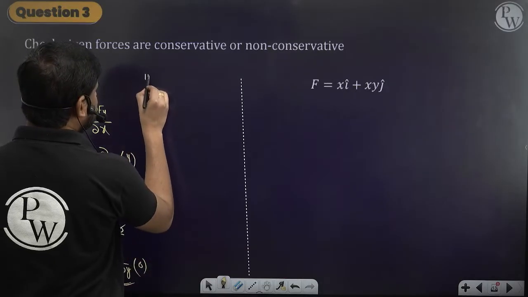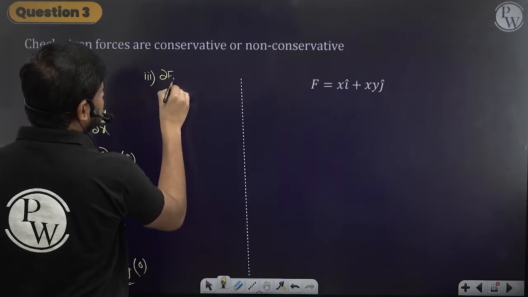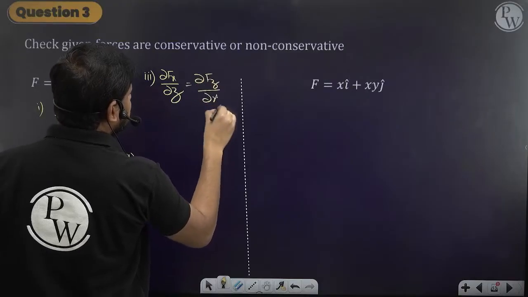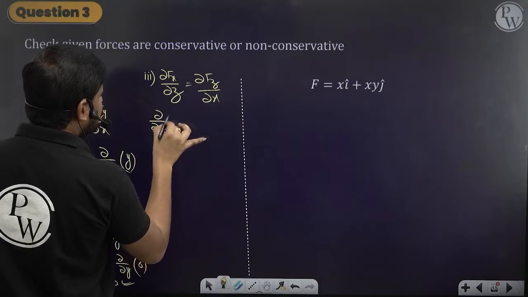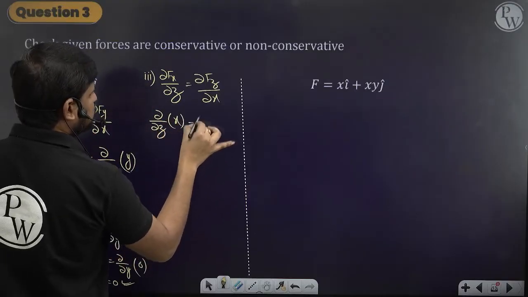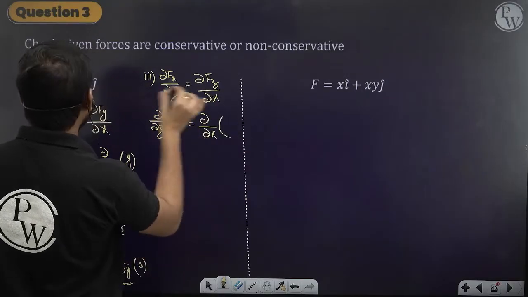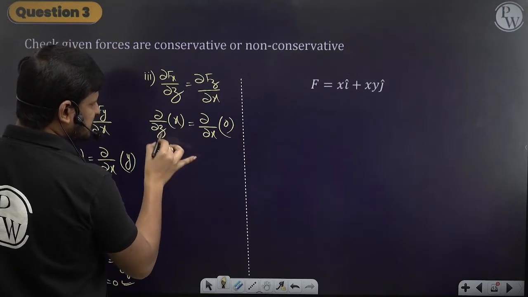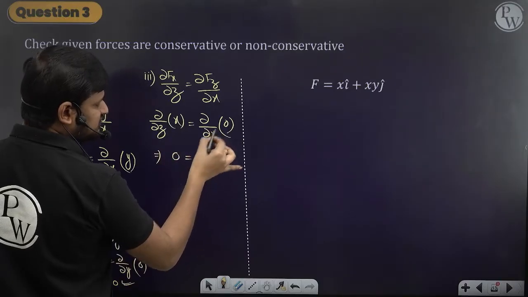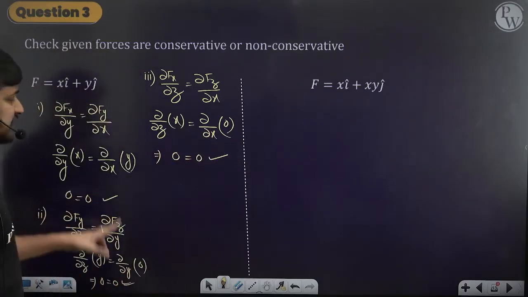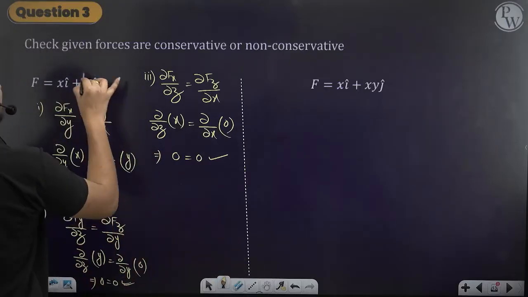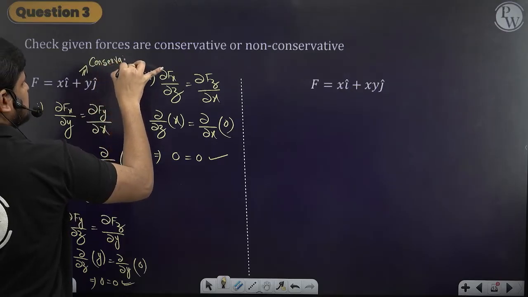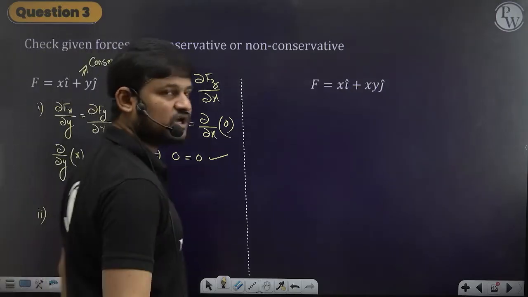So let's come to the third condition. What is that? ∂Fx/∂z equals ∂Fz/∂x, right? The force in the x direction is x. So ∂/∂x of the force in the z direction, which is 0, right? The differentiation of x with respect to z is 0, and the differentiation of 0 is 0. So all three conditions are satisfied. That's why this given force is a conservative force. So I can say the given force is a conservative force. That's it. This is how you have to check.